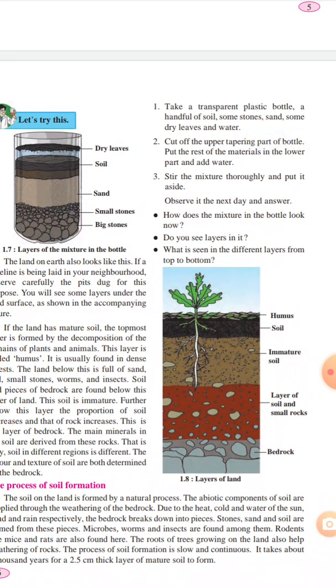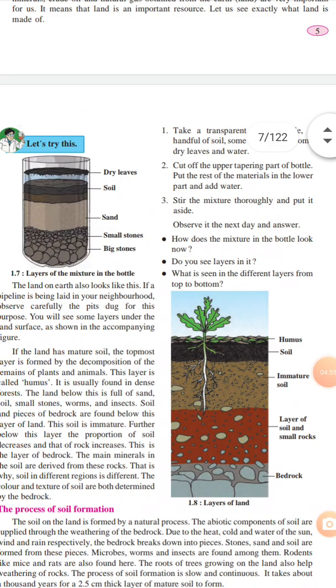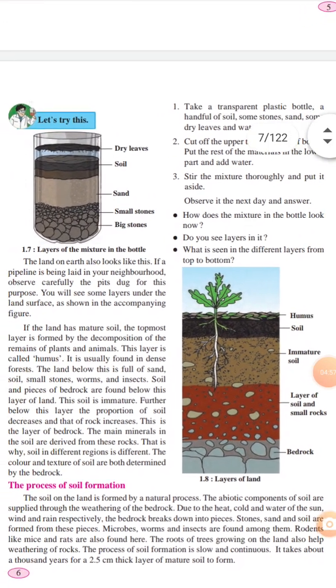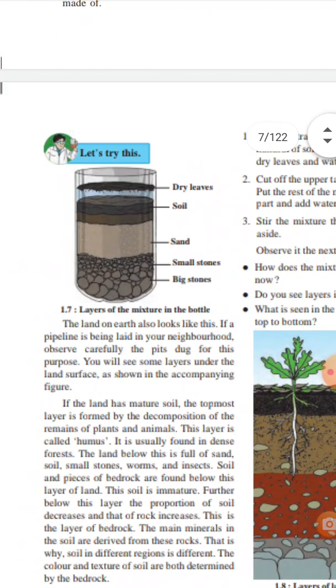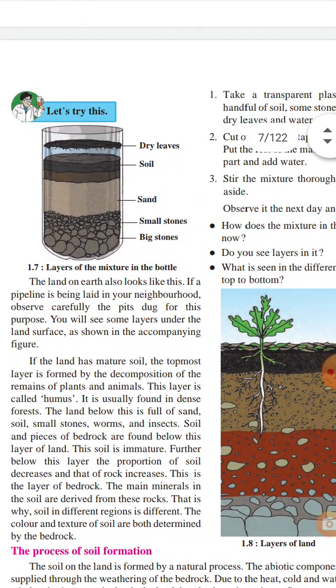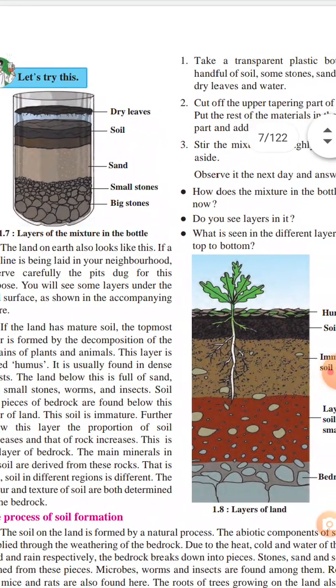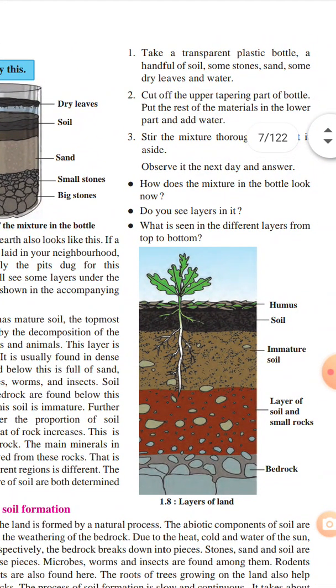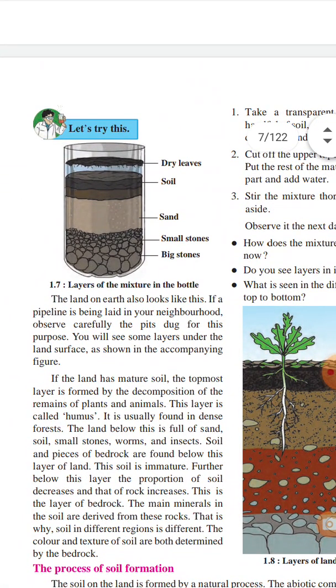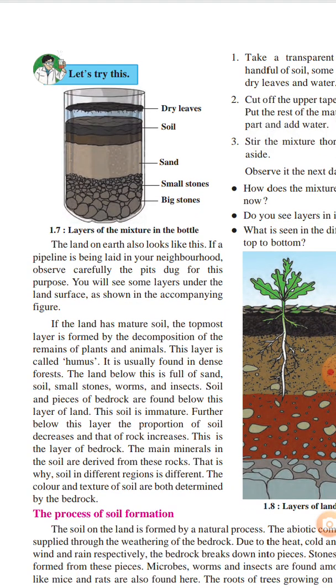How does the mixture in the bottle look now? Now the mixture has become steady and we see it like this, which is shown in the picture. Do you see layers in it? Yes. What is seen in different layers from top to bottom? See the layers. Dry leaves are on the upper side because they are light. Then below that soil, then below that sand, then below that small stones, and on the bottom side big stones.